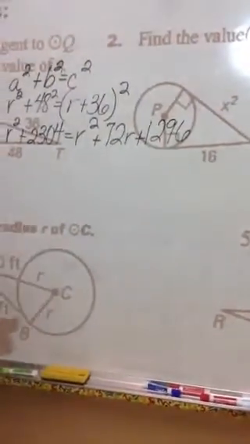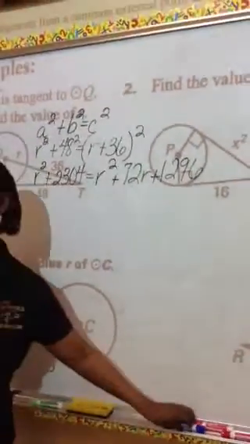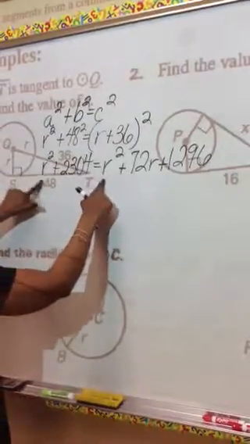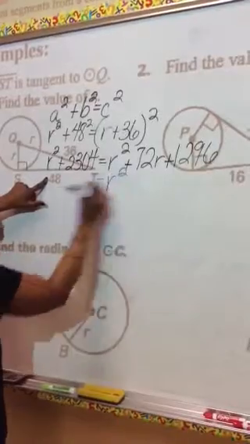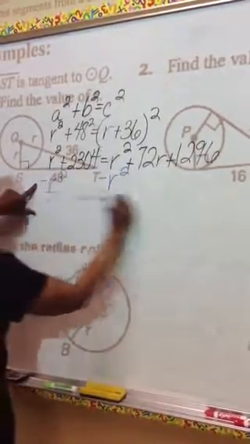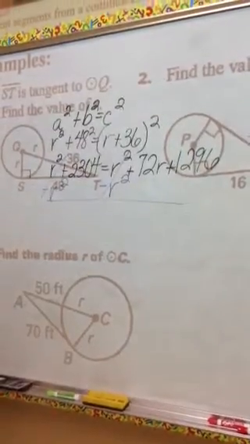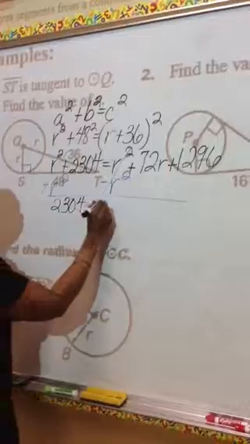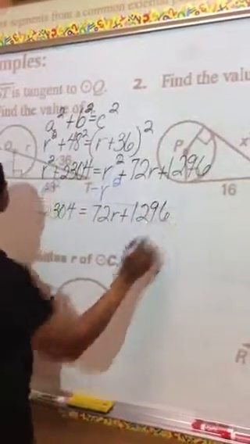1,296. Now we need to simplify what we have. The first thing I would do is move my quadratic terms. It doesn't matter which one you move. I may want to move this r squared over here. To undo r squared, I subtract r squared. Do the same thing to both sides. But look what happens. The quadratic terms both cancel. So that leaves 2,304 on the left, and we set that equal to 72 times r plus 1,296.